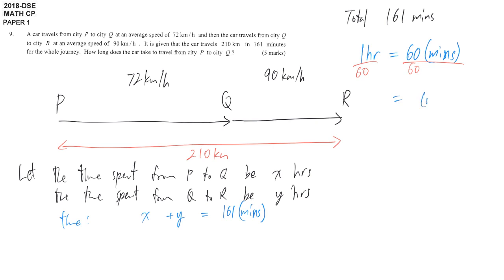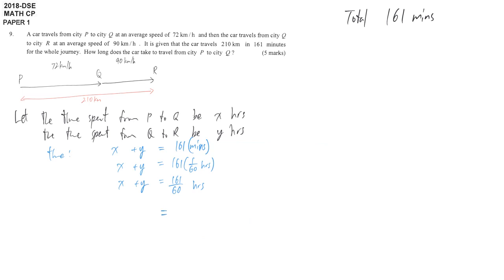Therefore, we know the word minutes just represents 1 over 60 hour. Now we are going to replace it by 1 over 60 hours. Then we get 161 over 60 hours. So both sides times 60, we get 60x plus 60y is equal to 161.